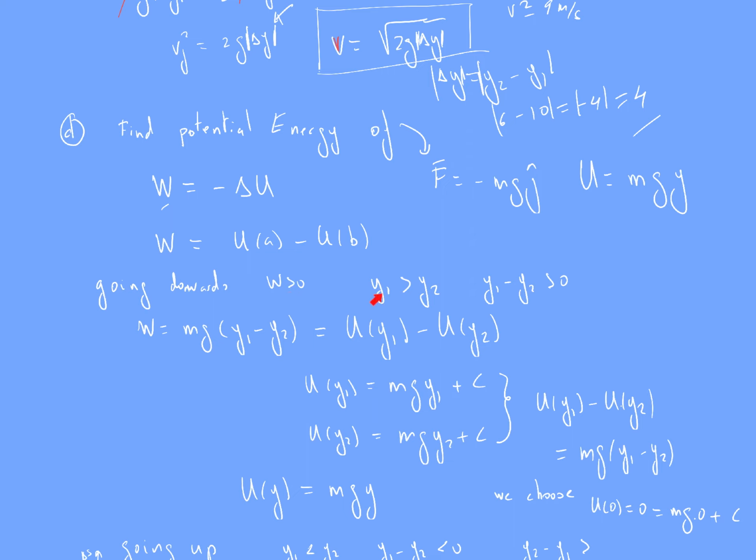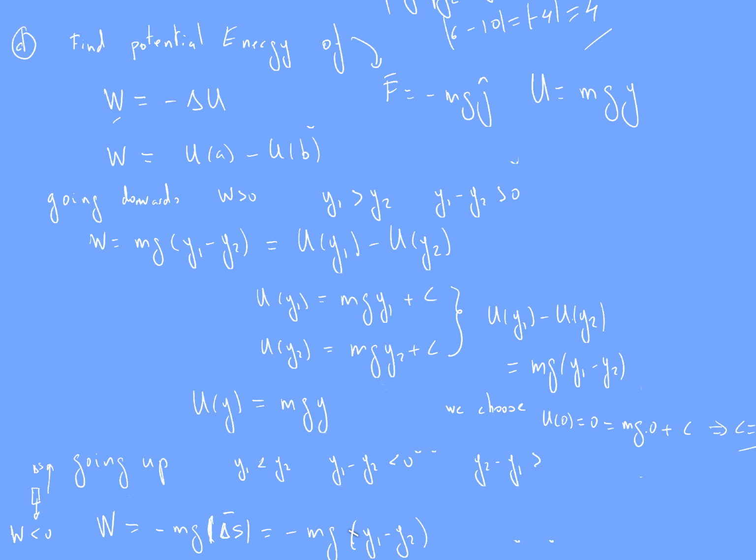Going downwards, y1 is bigger than y2, so y1 minus y2 is positive. So the work is the force in the direction of the displacement times the displacement. You see, y1 minus y2 is positive, so I can put y1 minus y2 with no fear. The work will be positive because this is positive, m is positive, and g is positive. So the work going downwards will be this expression.